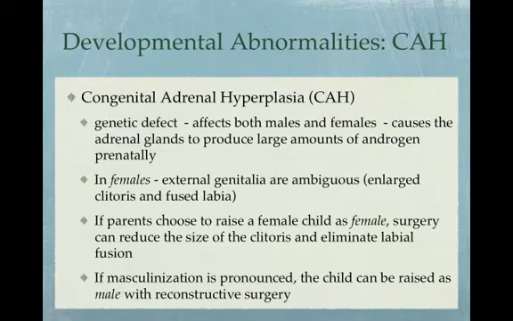Now, when these children are born, even though they're females, their genitalia are ambiguous, and so often parents have to decide whether they want to raise the child as a male or a female. Surgery can correct some of this development, but if the masculinization is very pronounced in the female, the child can be raised as a male with additional reconstructive surgery. Currently, this is no longer a problem. Every child is screened for CAH at birth, and so medication can be given, and these children will live an ordinary life.